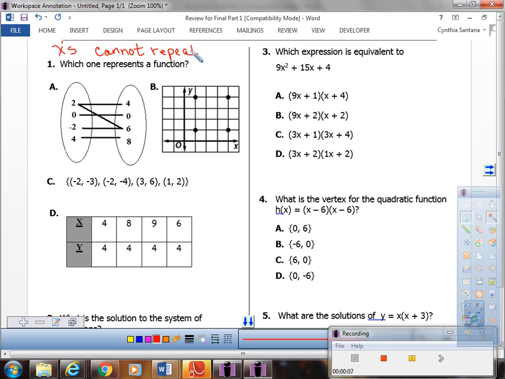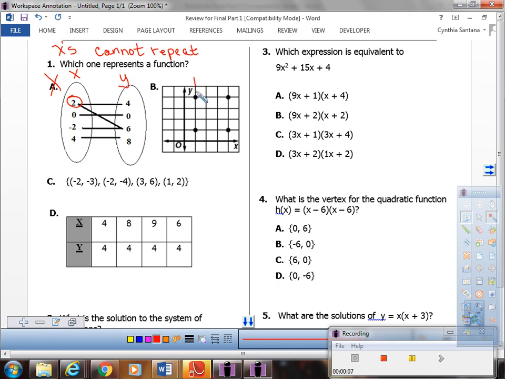Okay, so if you look at A, let's look at A. A lot of people in my second period thought, okay, well, that one does not repeat. Yes, it does. Right here, the 2, that's your x. This is your y. That 2 is paired with 4, but it's also paired with 6. So that's repeated 2's right there. So that's not it.